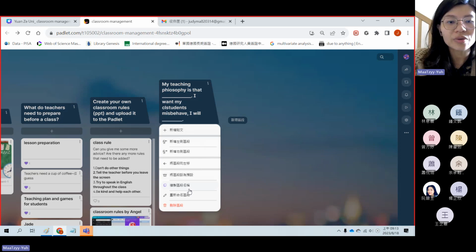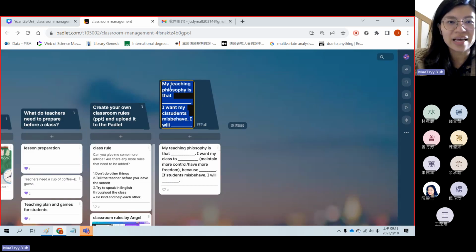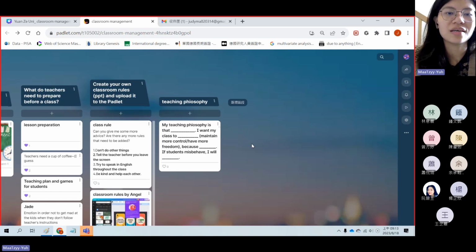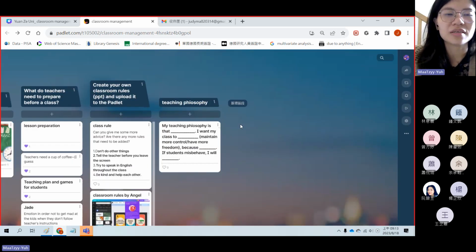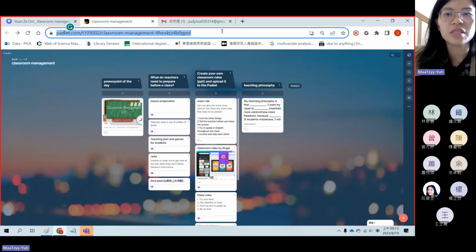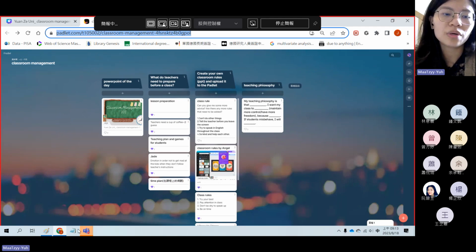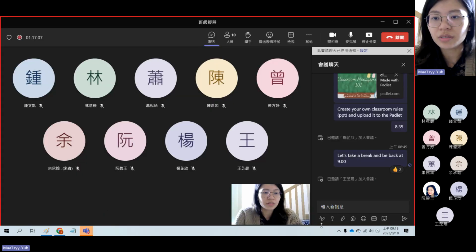So please go back to our Padlet space, and I hope you will think about some of your teaching philosophy. What is it? You can either copy my sentence here and just fill in the blank, or you can be creative and write your own words. They are all fine.